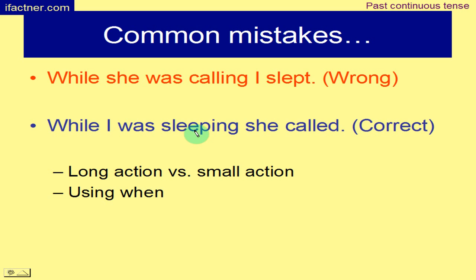Similarly, a common mistake is that we use the shorter action in the past as the past continuous tense and the longer action as past simple tense. While she was calling, I slept. I was sleeping when she called, because I started sleeping at 6 p.m. and was sleeping till 11 p.m., and she called at 7 p.m. Therefore, it's the wrong form. The right form is: while I was sleeping, she called.